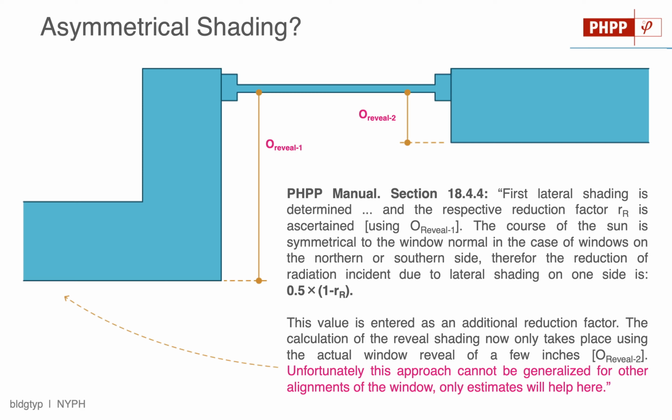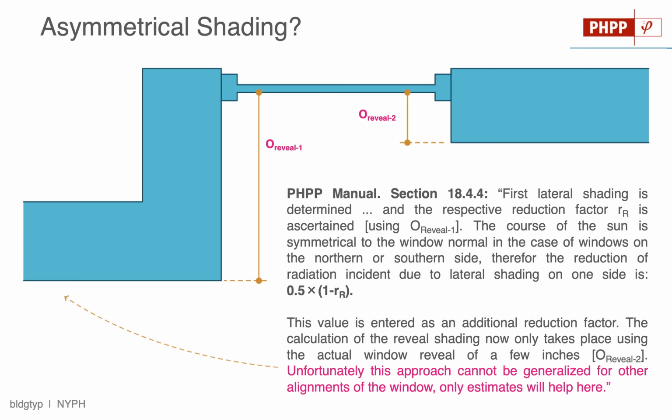First, we calculate the O reveal number 1 reveal shading factor, and then we enter that as an additional shading factor. We'll talk about additional shading factors in a few minutes, but we have the opportunity to enter additional factors if we want. And so what the PHPP says is take that into account as a special shading factor, and then just use your typical, your normal O reveal depth.